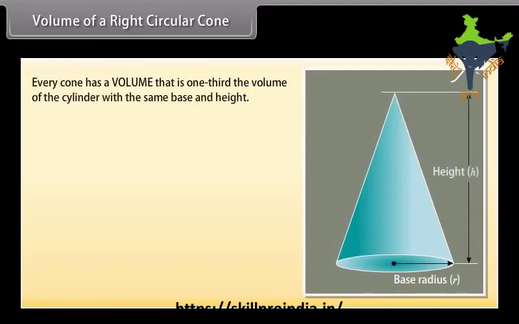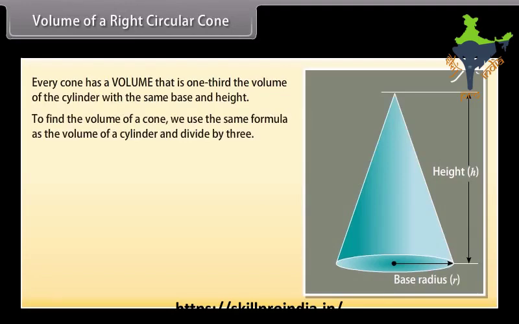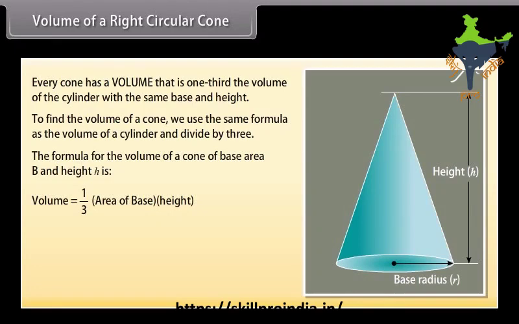Volume of a right circular cone. Every cone has a volume that is 1/3 the volume of the cylinder with the same base and height. To find the volume of a cone, we use the same formula as the volume of a cylinder and divide by 3. The formula for the volume of a cone of base area B and height h is volume equals 1/3 into area of base into height, or V equals B into h whole upon 3, equal to r² pi h whole upon 3, or 1/3 pi r² h.